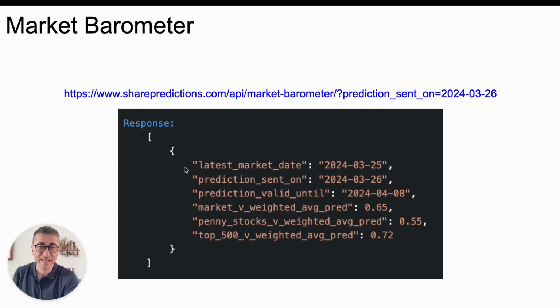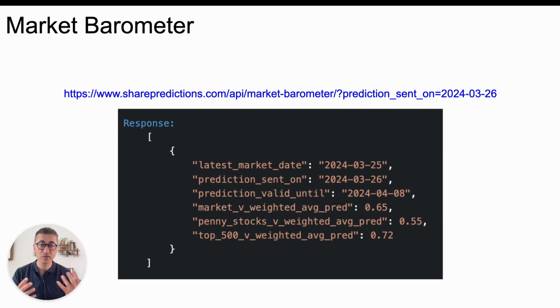It's going to be returning the latest market date. This is the latest market date prior to this given date. So since the prediction itself is going to be sent out just a few hours before the markets are opened, the latest market date is going to be the latest market date that we had. For example, if it is Tuesday today, and assuming that Monday wasn't a market holiday, the prediction sent out is going to be the date of Tuesday, and the latest market date is going to be the date of Monday.